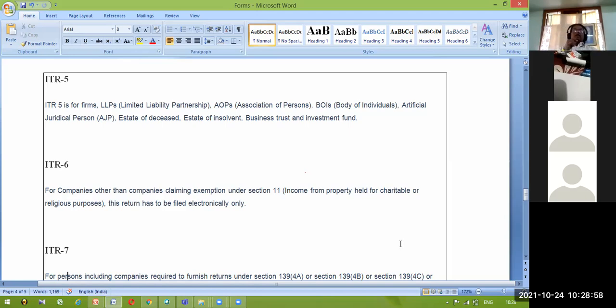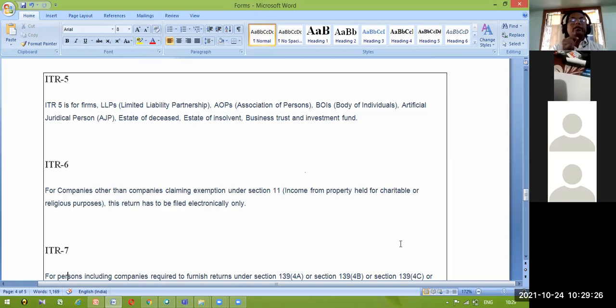If the company is claiming exemption under section 11, they will not come to ITR 6. So what is under section 11? Income from property held for charitable or religious purposes. So please see this one line only: for companies other than companies claiming exemption. The companies which are claiming exemption under section 11 will not come here.